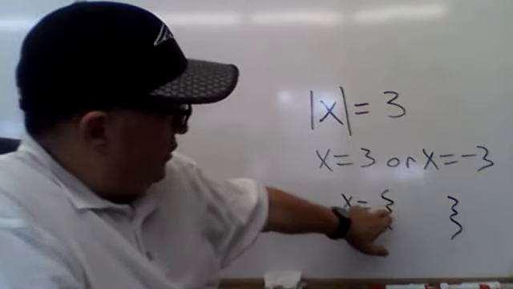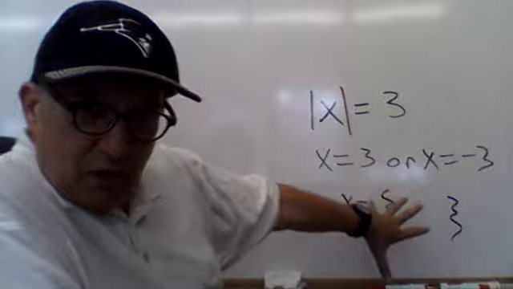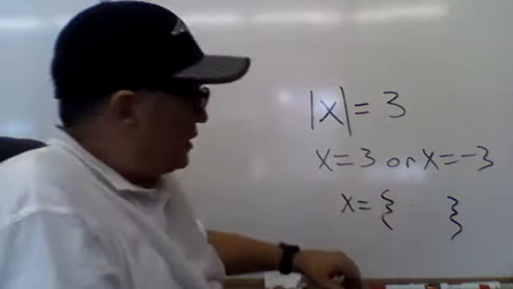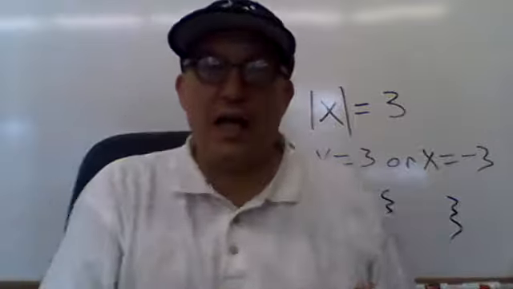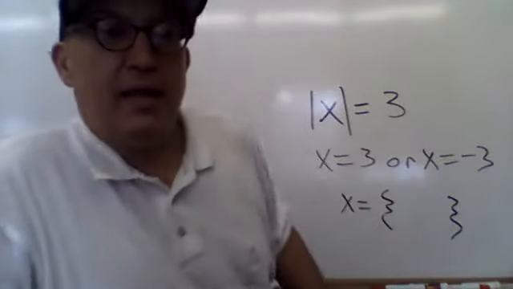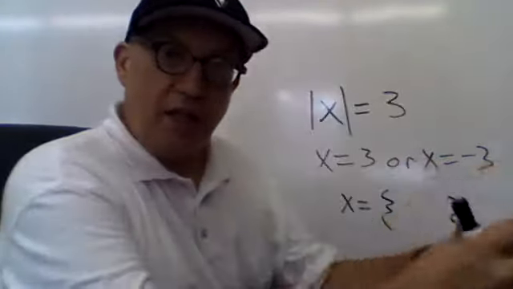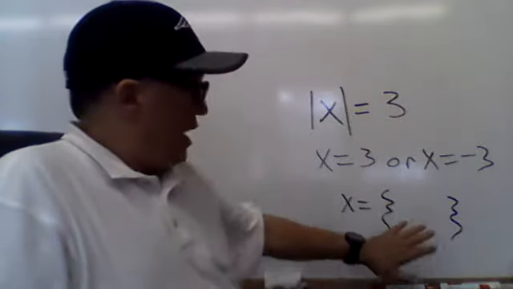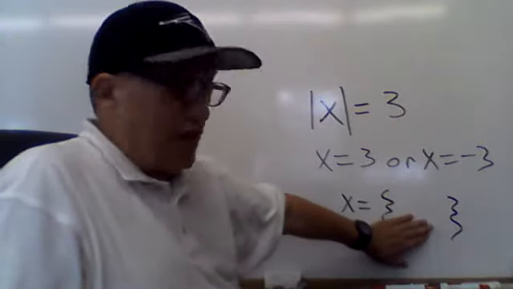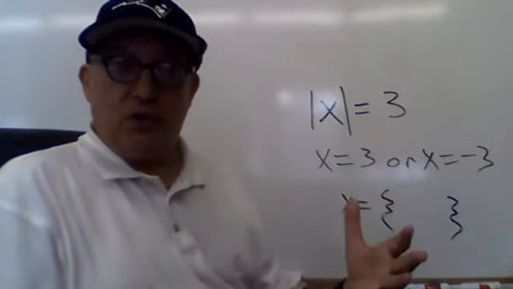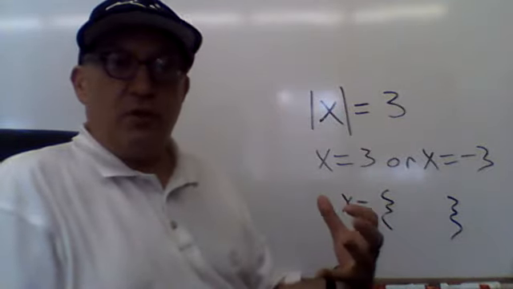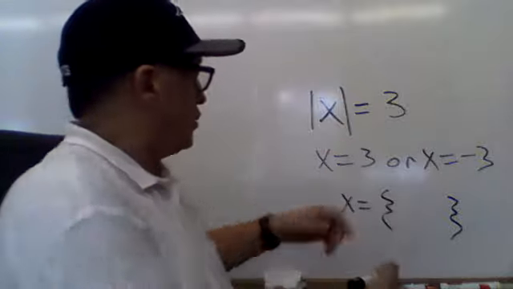Now, the symbol for set looks kind of like parentheses, but it's got these little squiggly lines, indicating here comes a collection or set of numbers. And this set right here, in connection with this equation, we can call the solution set. It's the set of numbers that are solutions to this equation.